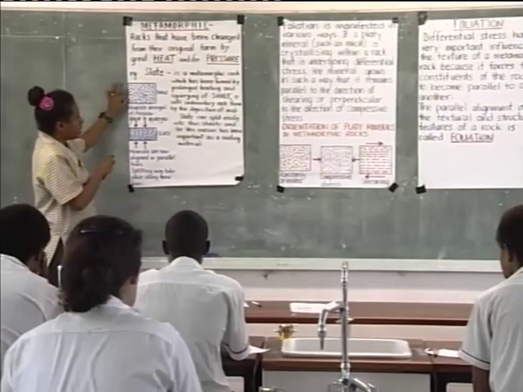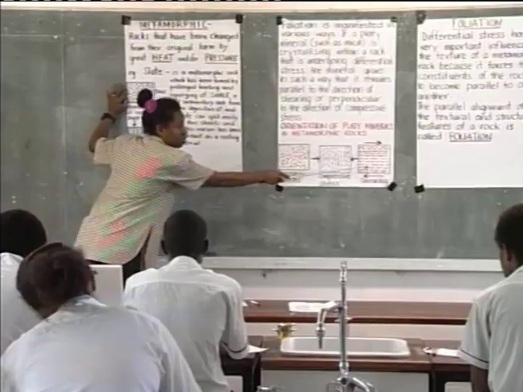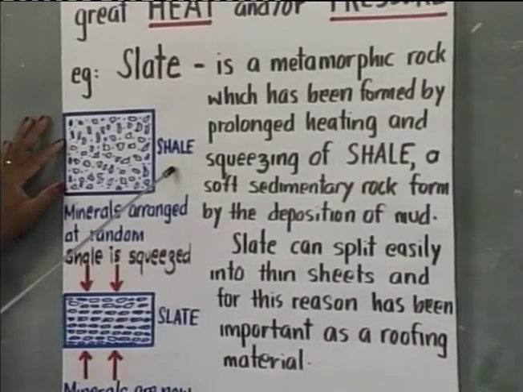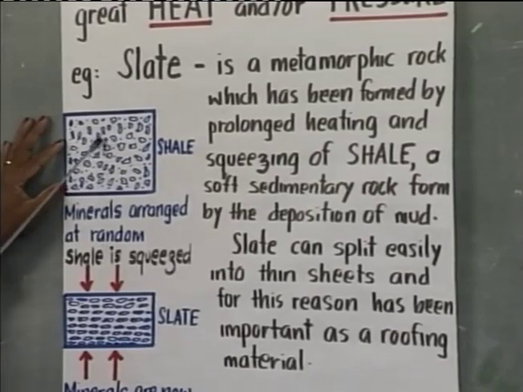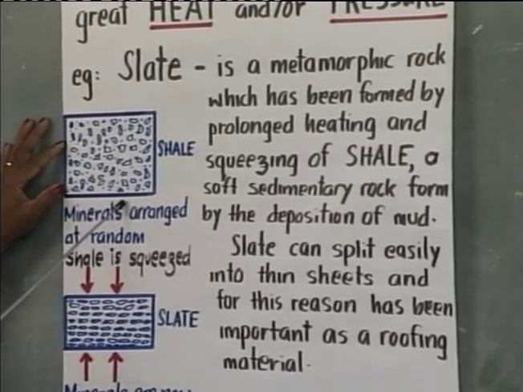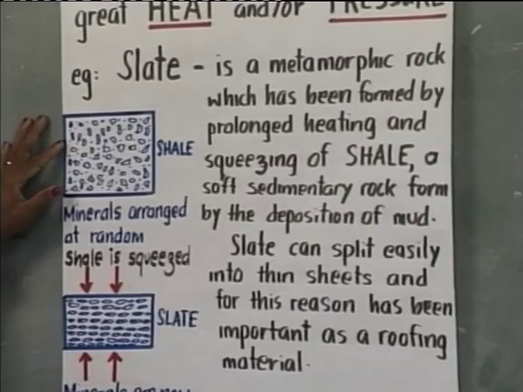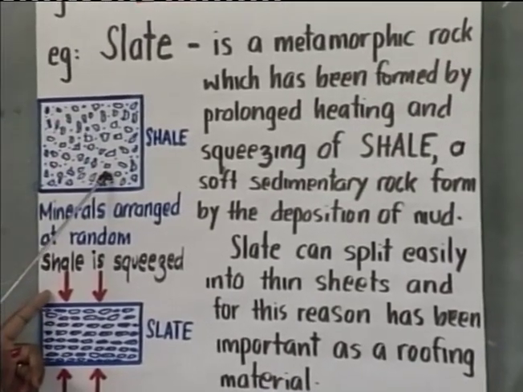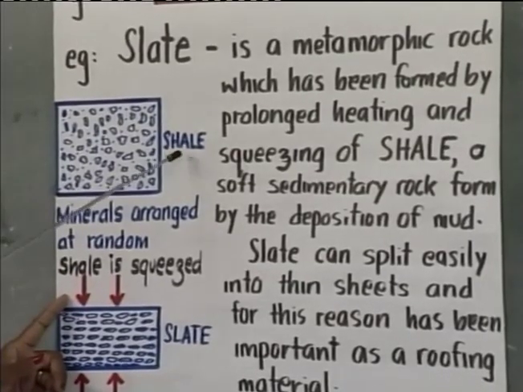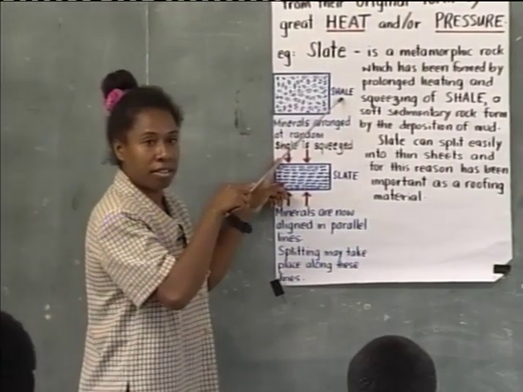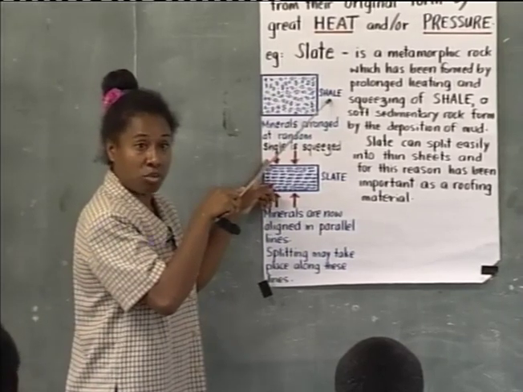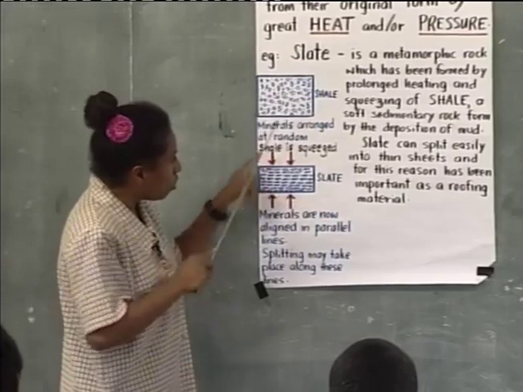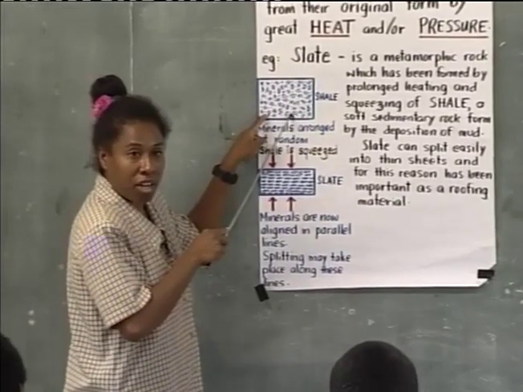We'll start off here. This diagram is very similar to these three that I've explained. See the way in which the rock of shale and how the sediments or the minerals have been arranged. They are random. Can you see that? Okay, minerals arranged at random. If shale is put under great pressure, going through the changes now to become a metamorphic rock, then you can see the arrows squeezing onto that particular rock.